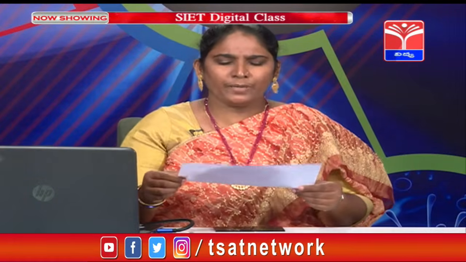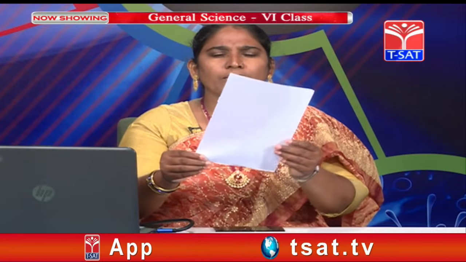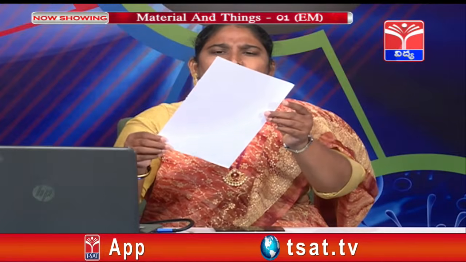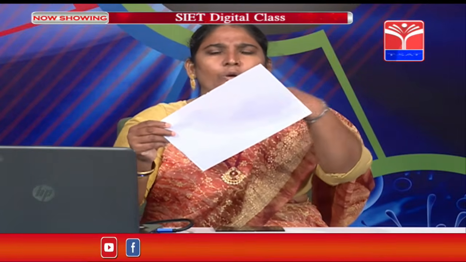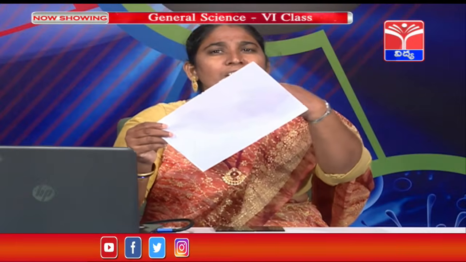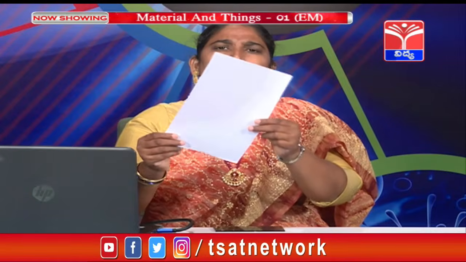Children, look at this paper. Here I have kept a few drops of oil at this end and you cannot see clearly. You can see my hand here but not clearly. Why? Because it is a translucent material. So, you can see only partially.